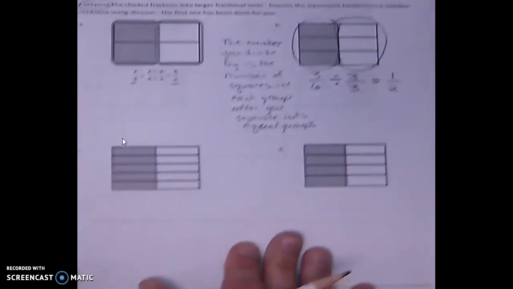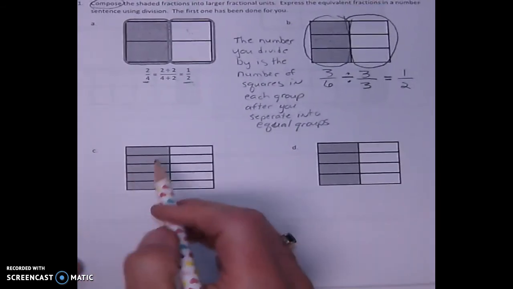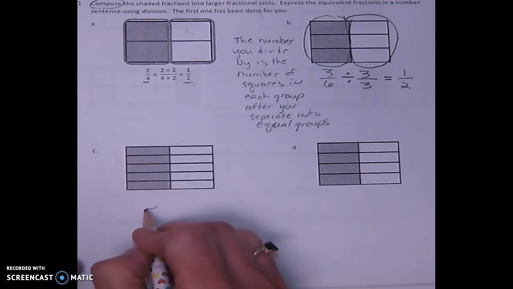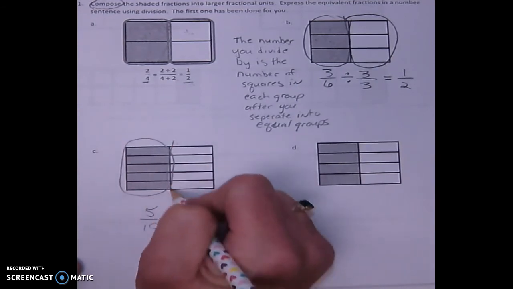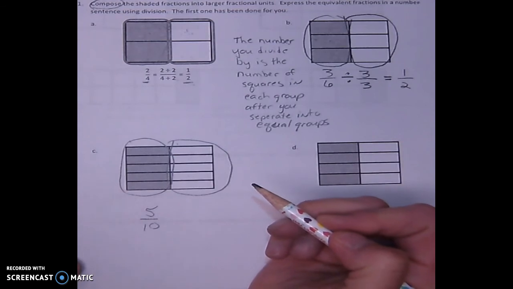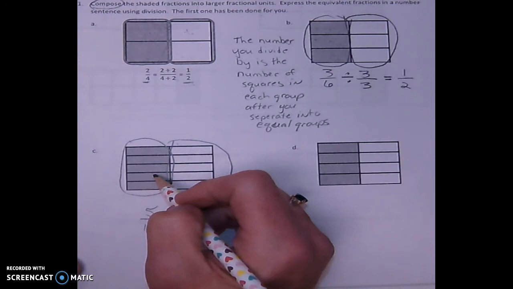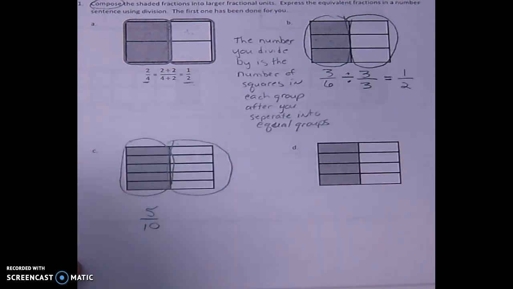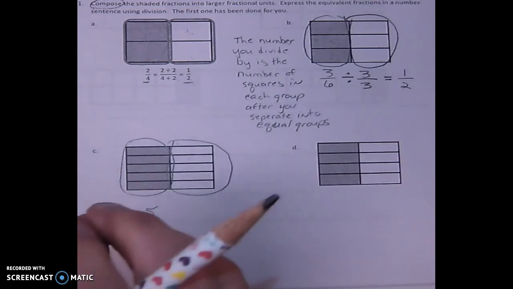Okay? So on letter C, we start off with 1, 2, 3, 4, 5, 6, 7, 8, 9, 10. 5/10. We can break that into 2 equal groups. Everything in this group has to be shaded. So now, we can't have groups of shaded and unshaded parts combined. That doesn't work. They all have to be shaded or they all have to be unshaded.